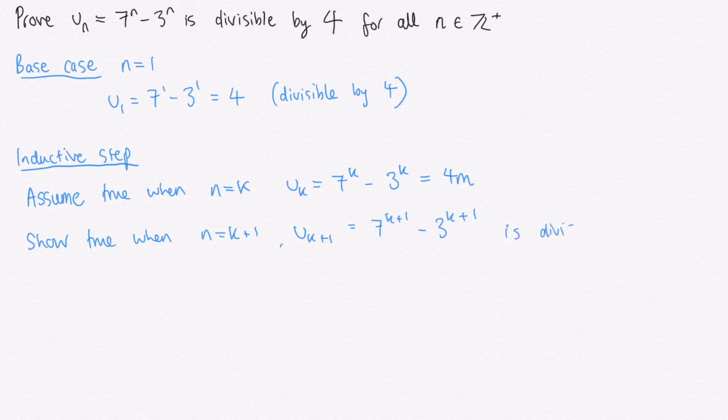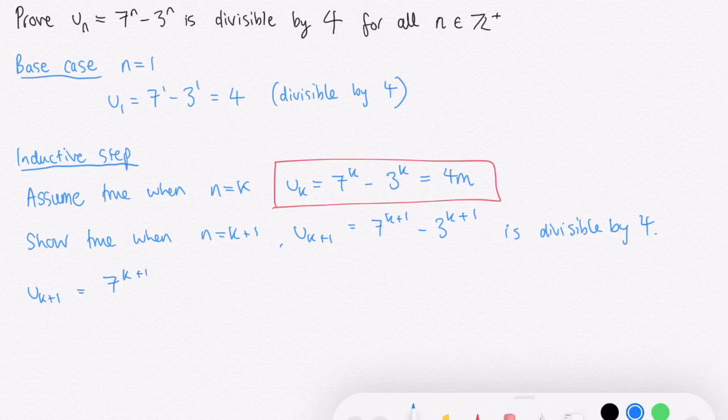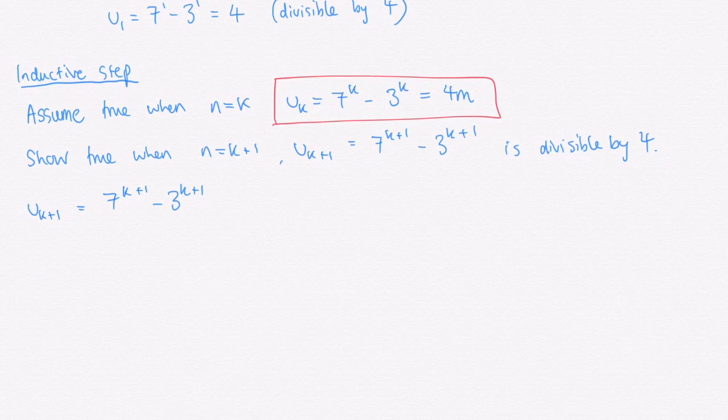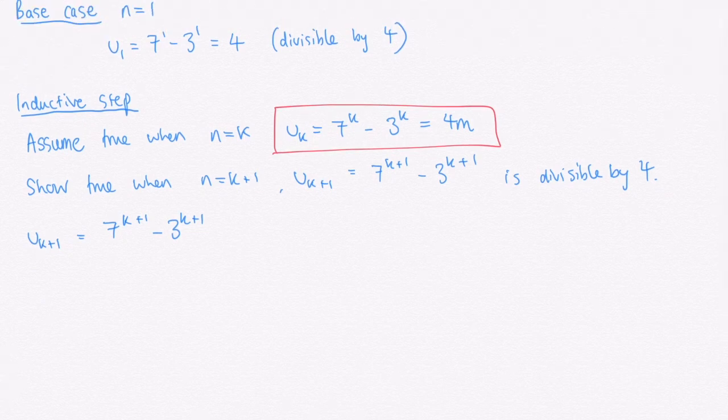is divisible by 4. So let's take this expression u_(k+1), and let's see how we can use our assumption to show that if this is true, then it must also be true when n is k plus 1. What we want to think about here is how can we use this assumption here? Well, what I can do here is I can rearrange this to make 7 to the k the subject.